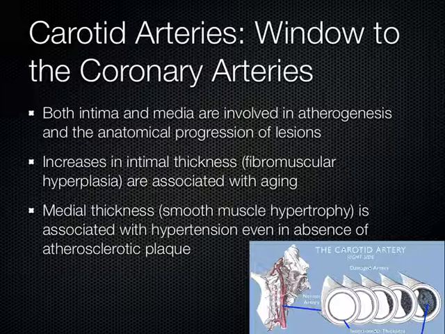Basically, during atherogenesis, the intima and the media are both involved in the anatomical progression of these lesions. The intimal thickness itself gets fibromuscular hyperplasia naturally during aging, but the medial thickness gets some smooth muscle hypertrophy when you have long-standing hypertension. And then there's a plaque. You can always have a plaque between these layers, and that's what's causing the narrowing. So age itself and hypertension can also be an indicator of intimal medial thickness.